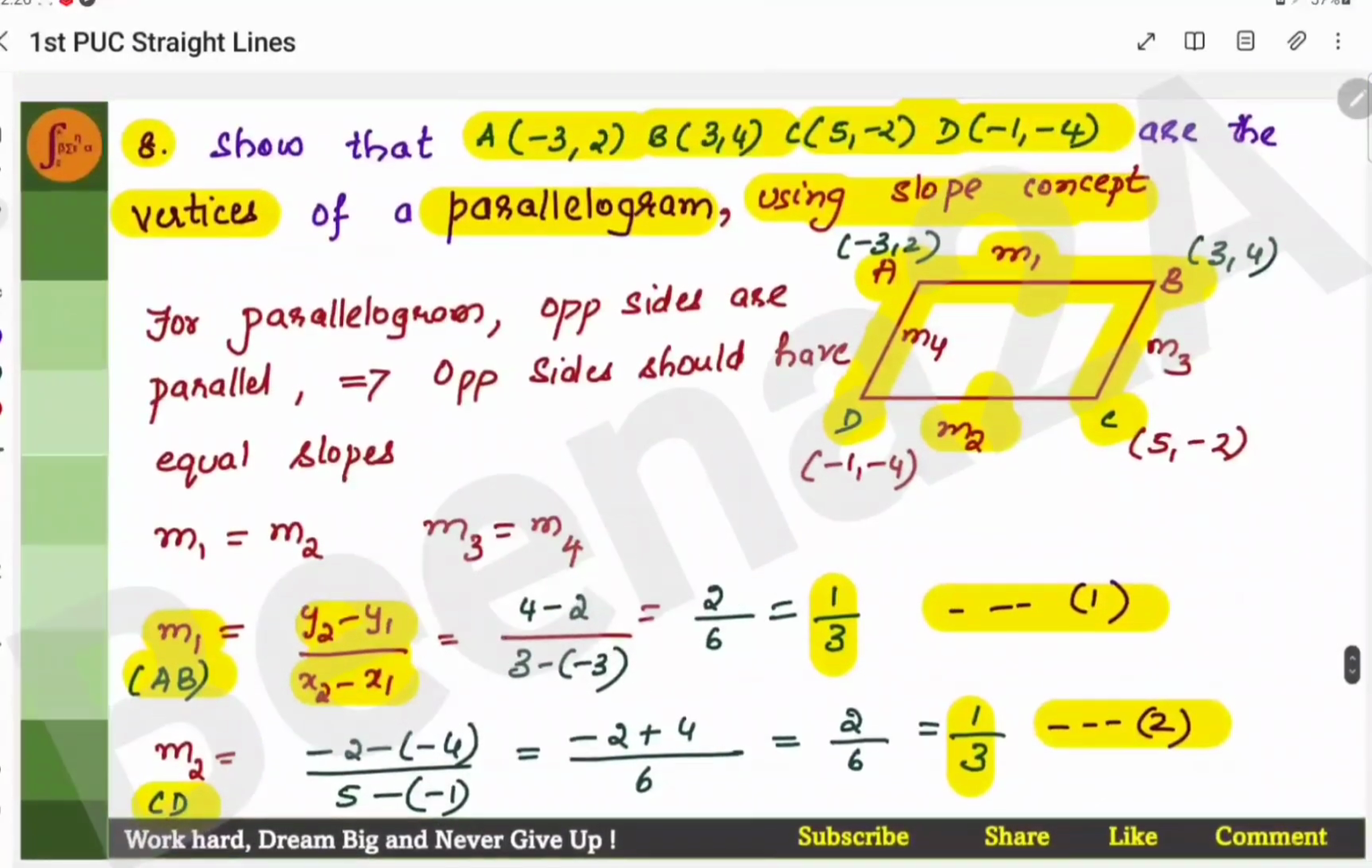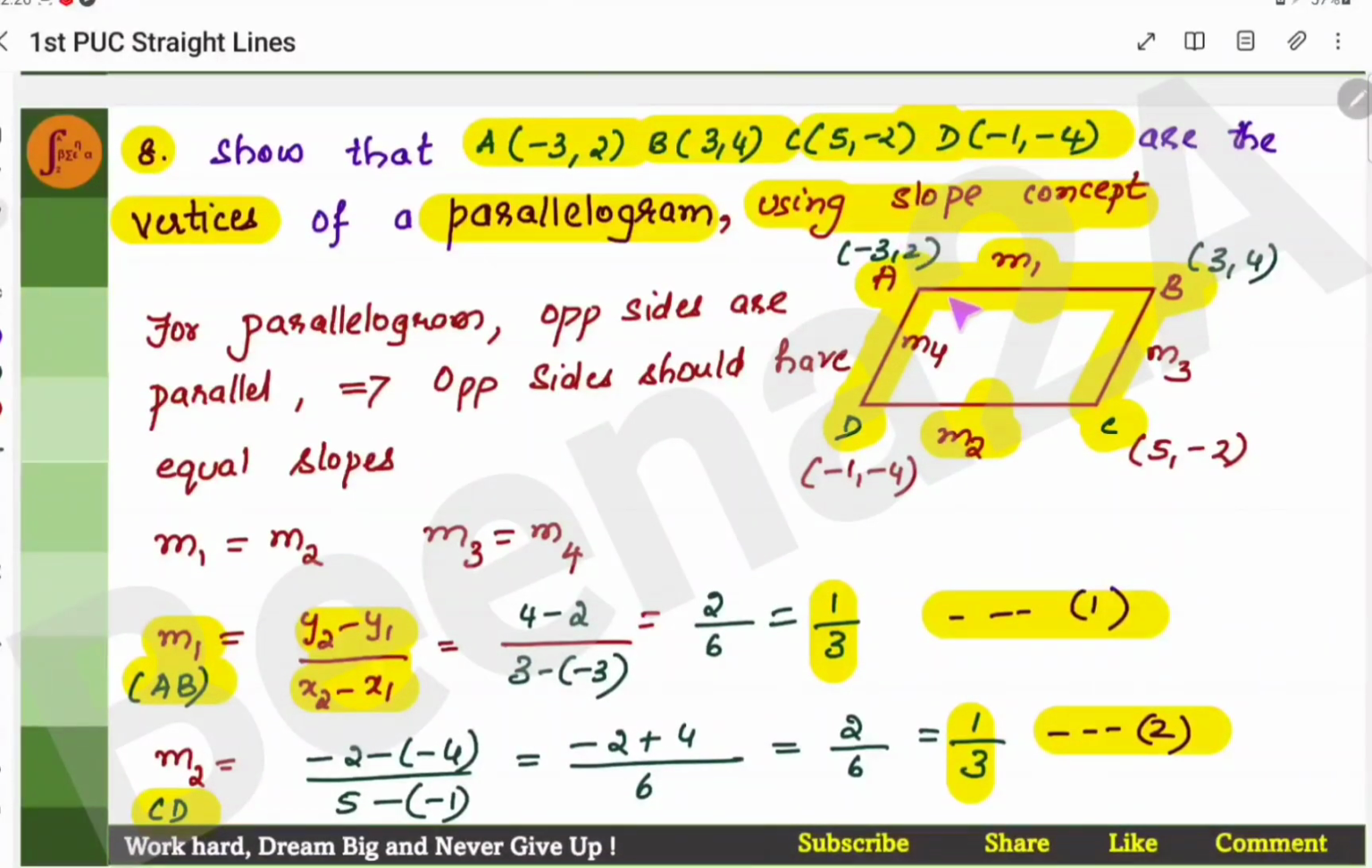Now one thing to notice here is slope concept. You can prove the same problem using distance formula. You can use distance formula and prove this particular polygon is a parallelogram. But here they have specified using slope concept. And second, very important thing to notice is when you are writing these coordinates A, B, C, D, follow an order. It should be continuous, A, B, C, D. This order you follow, right?